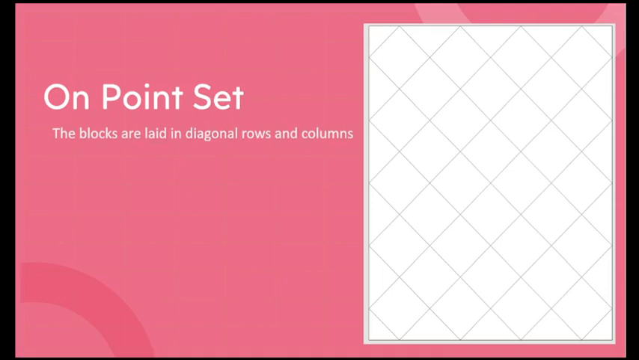So this is where we're going to spend our focus today, talking about an on-point set, a layout, and how to piece them, how to cut them, and all that good stuff. When you look at an on-point set here, you can see that our blocks are being laid out in diagonal rows and columns. So we're basically taking your quilt block and rotating it 45 degrees and setting it on point.